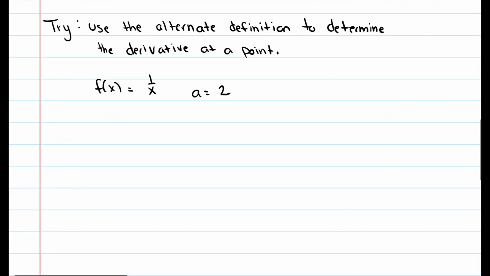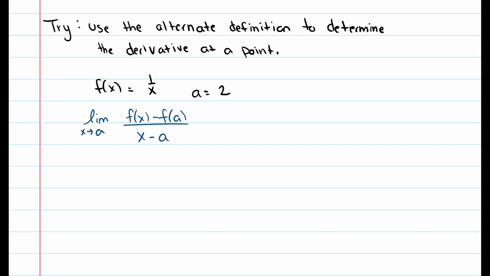So now on your own, I want you to try to use the alternate definition to determine the derivative at a specific point. I'm going to give you that f of x is 1 over x, and I'm going to tell you a is 2. And I want you to use the alternate definition to evaluate. So we have that the alternate definition is the limit as x approaches a of f of x minus f of a, all divided by x minus a.